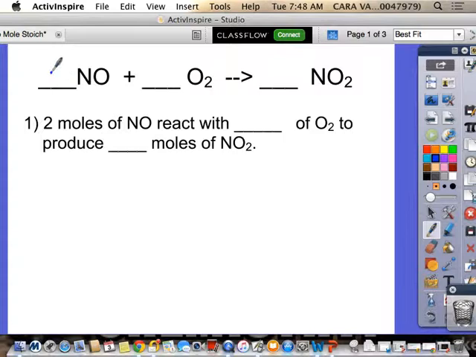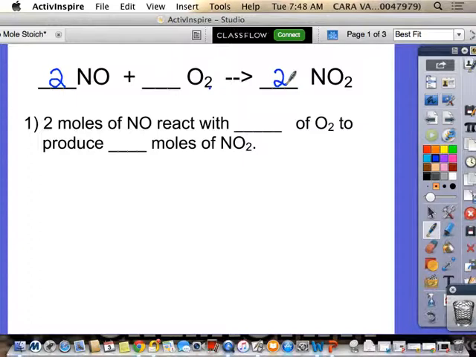If we put a 2 in front of that NO, now we have two nitrogens. Then we have two oxygens here and two oxygens here, so we have a total of 4, which means if we add a coefficient of 2 in front of the nitrogen dioxide, it would be balanced. So now we have our balanced equation.